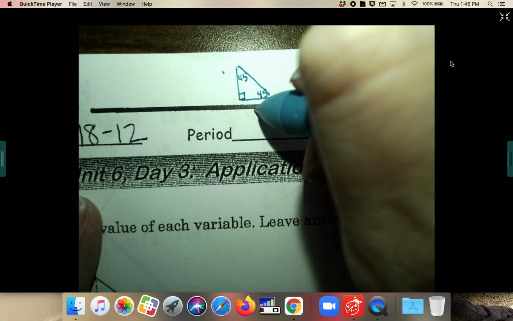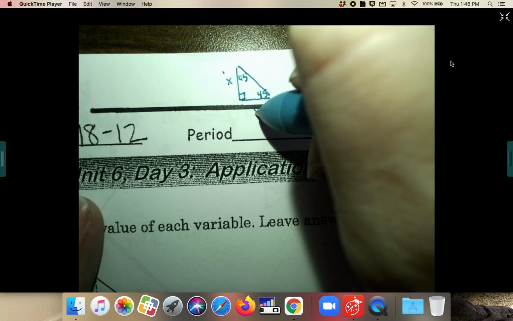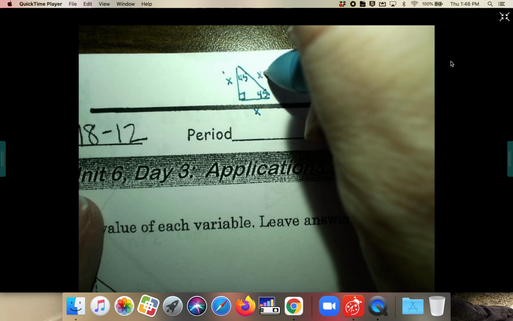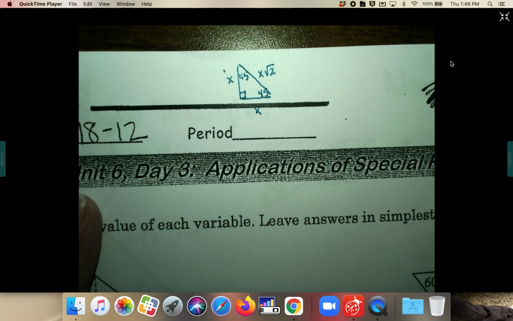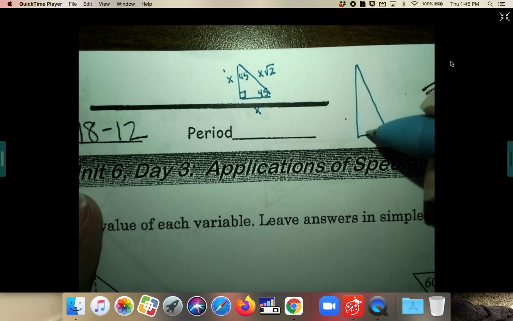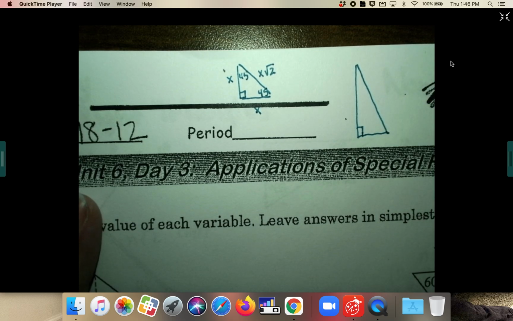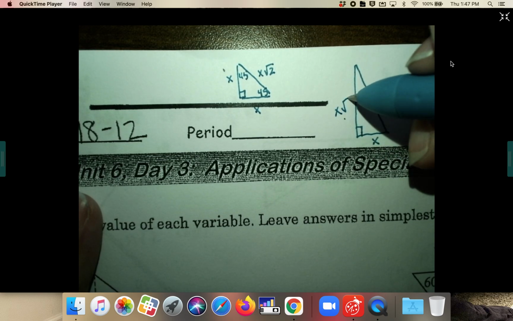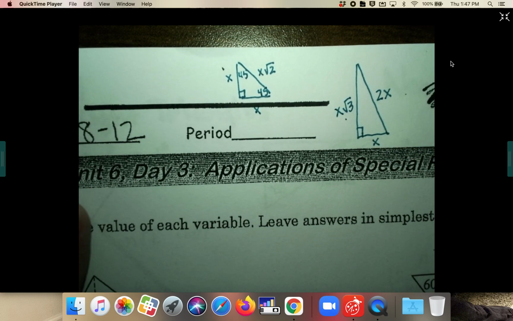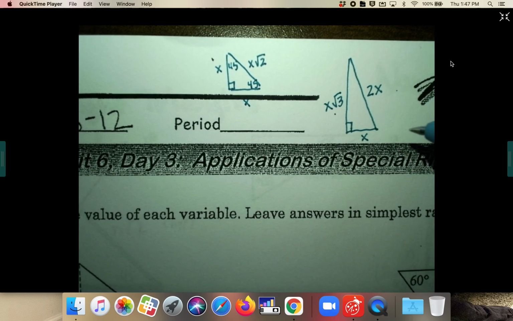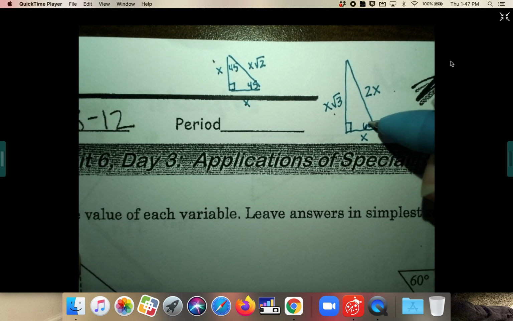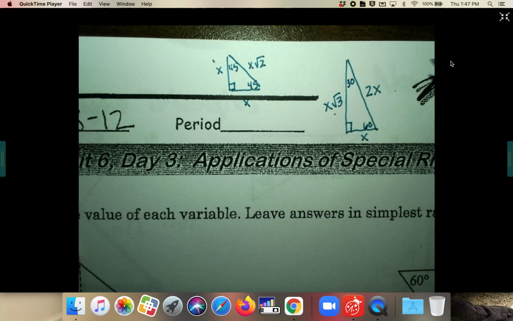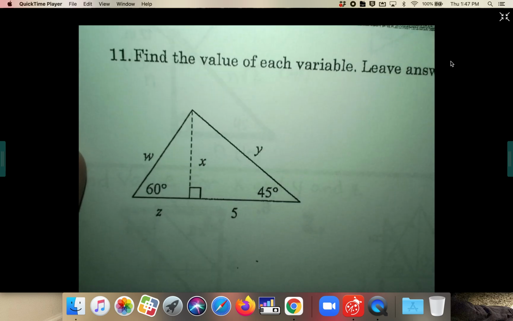So in a 45, 45, 90, the legs are both x, and the hypotenuse is x root 2. Okay, and then in a 30, 60, 90 triangle, the short leg is x, the hypotenuse is 2x, and the long leg is x root 3. All right, I'm just going to use those. Oh, this would obviously be your 60. Okay, so I'm just going to refer back to these as I solve these.